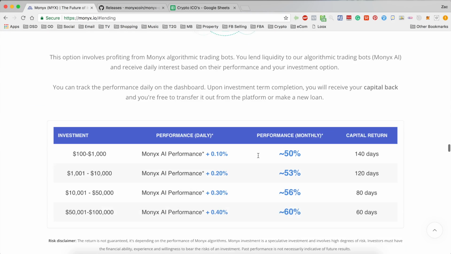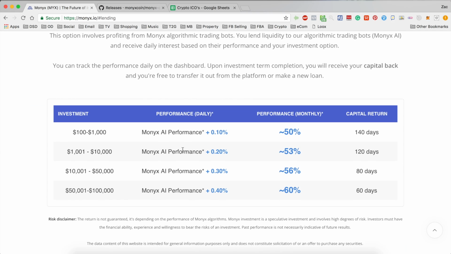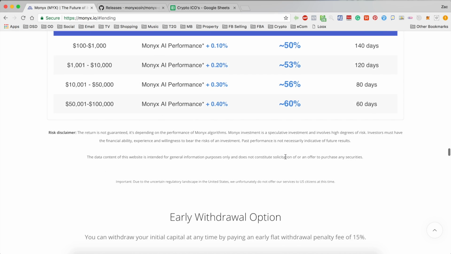Okay, so the lending, like I said here, it goes from 50 to 60. But with my amount of tokens, I'd fall into this bracket here, so I'd be looking at a potential 53% return. But as I say, I'm going to leave it at 50.